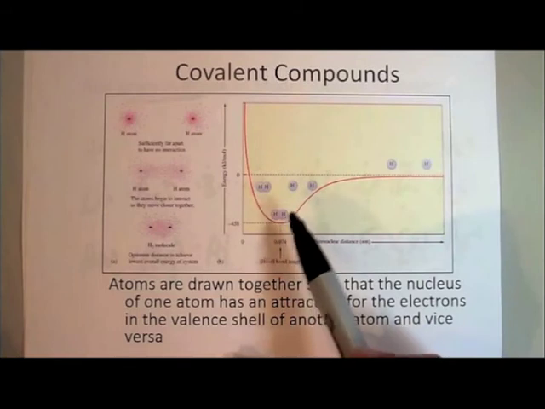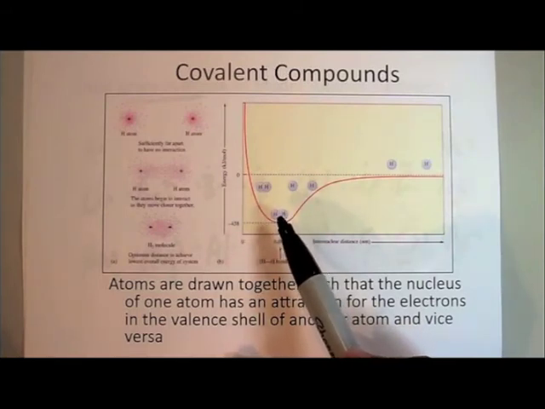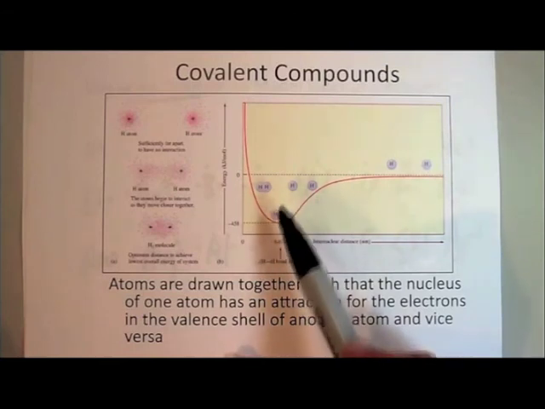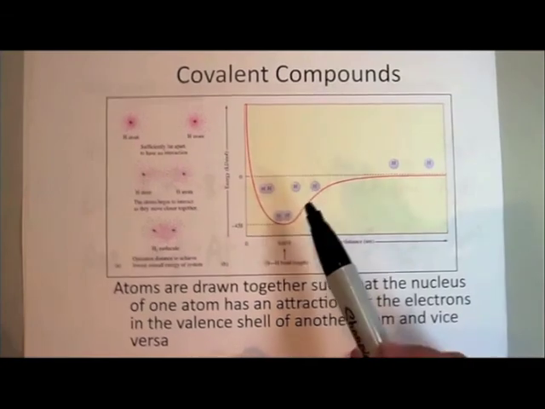Okay, sharing electrons. So the atoms are drawn together. Remember, there's an attraction for the electrons of one atom by the other nucleus, an attraction of electrons from this atom by this nucleus. And so together, these 2 nuclei are holding the electrons between the 2 of them. And we call that a covalent bond. All right.